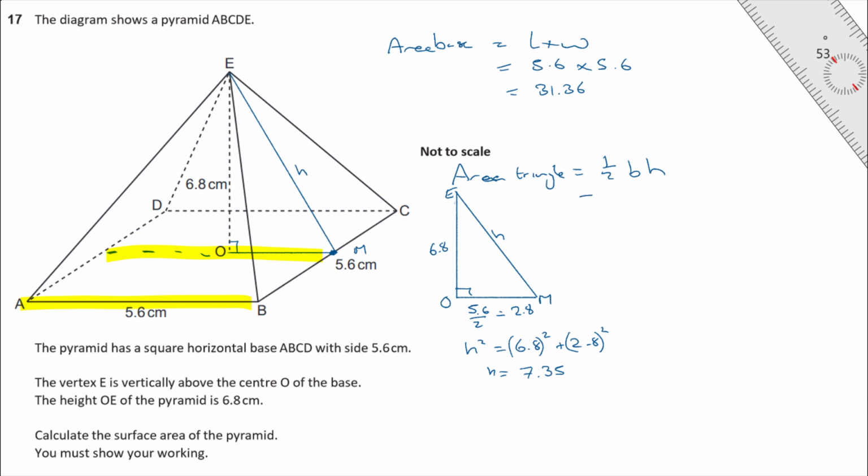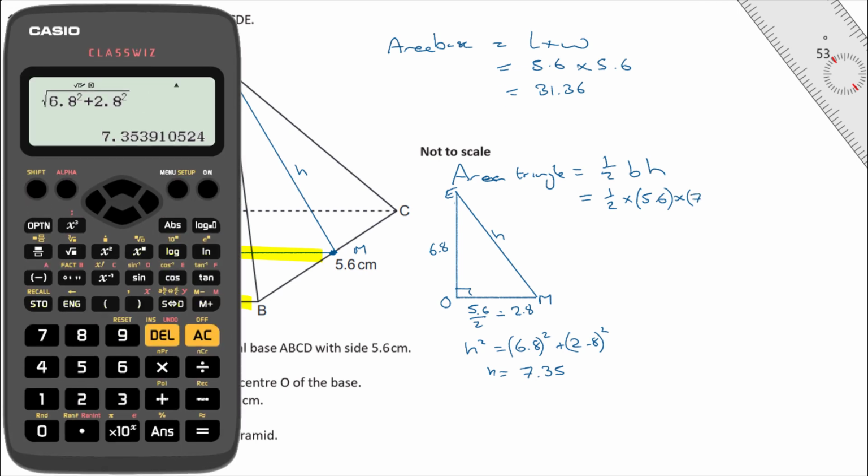So then the area of that triangular face is going to be a half times the base, which was 5.6, times the height, which I now know is 7.35. So what does that come out to be? 7.35 is already on the screen, so times that by 5.6 times 0.5. That comes out to be 20.6. And that's going to be in centimeters squared, isn't it?